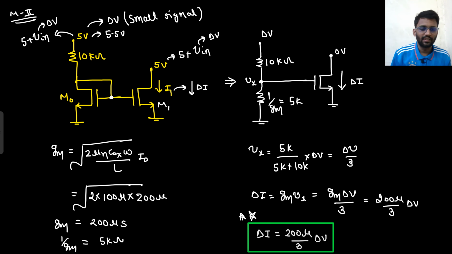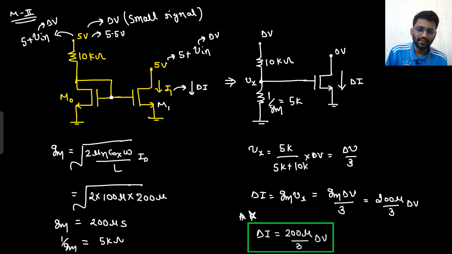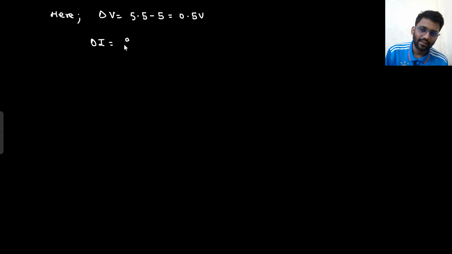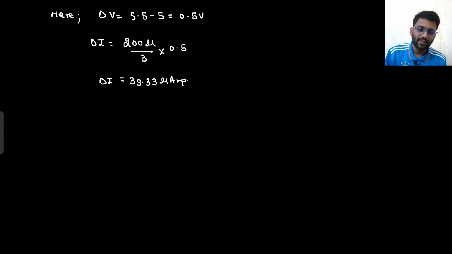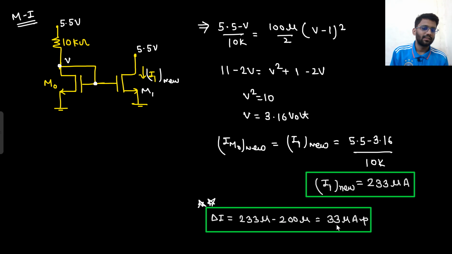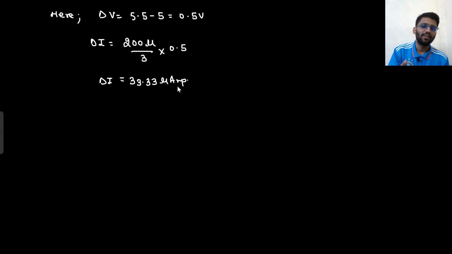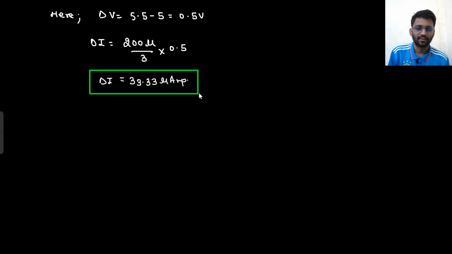So whatever the change in voltage, here what is our delta V? Here delta V is 5.5 minus 5, so from 5 to 5.5 it is changed by 0.5. So what will be the change in delta I? The change in delta I would be 200 micro by 3 into 0.5. That would be 100 micro by 3. What is 100 micro by 3? 33.33 microampere. Here you are getting 33 microampere and here you are getting 33.33 microampere, so this is approximately the same answer.